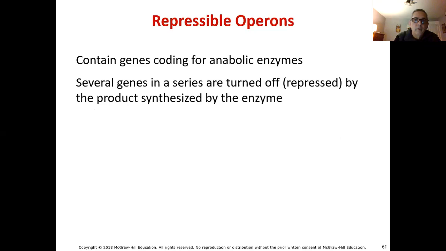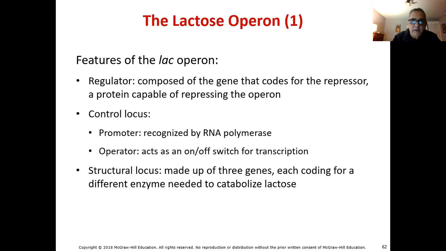Repressible operons, genes that code for anabolic enzymes. So anabolism is when you synthesize a new molecule. Several genes in a series are turned off by the product that's synthesized by the enzyme. So when that gets low, they can be expressed. So one of the first studied operons was the lactose operon.